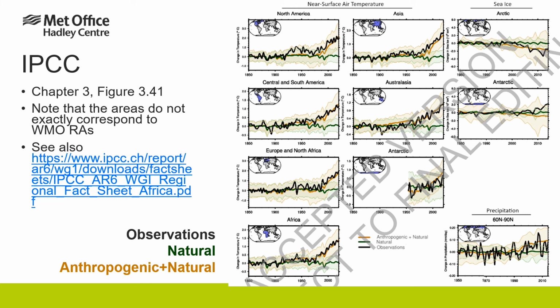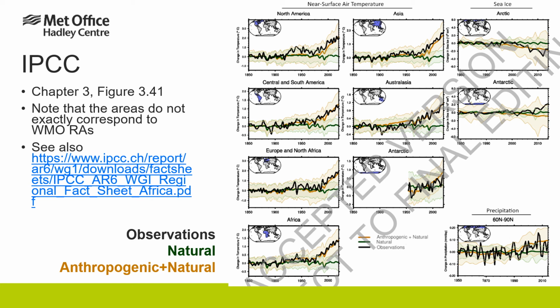So another way of thinking about trends and long-term tendencies in the data is to make again some connection to model data. So this is again from the IPCC, from chapter 3. I note here that the areas don't exactly correspond to the WMO regional associations, so we can't directly compare. But if we just focus on the left-hand side here, which is near-surface air temperature, we have changes in temperature for North America, Asia, Central and South America, Australasia, Europe and North Africa, the Antarctic and Africa. We have the observations in black, and we have two sets of model runs.